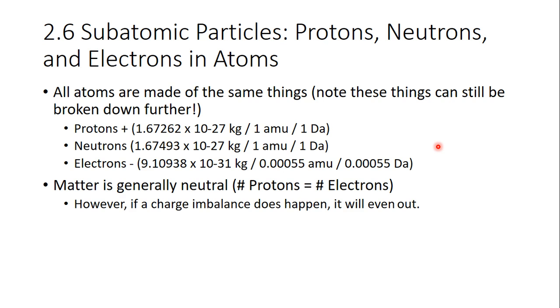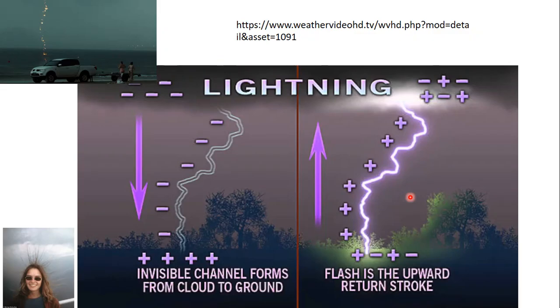Now, matter is generally neutral. That is, the number of protons will equal the number of electrons. However, charge imbalances can happen, and in nature, matter will try to get rid of that excess charge. And we are actually all very familiar with that process. One of the ways that this happens is through lightning.